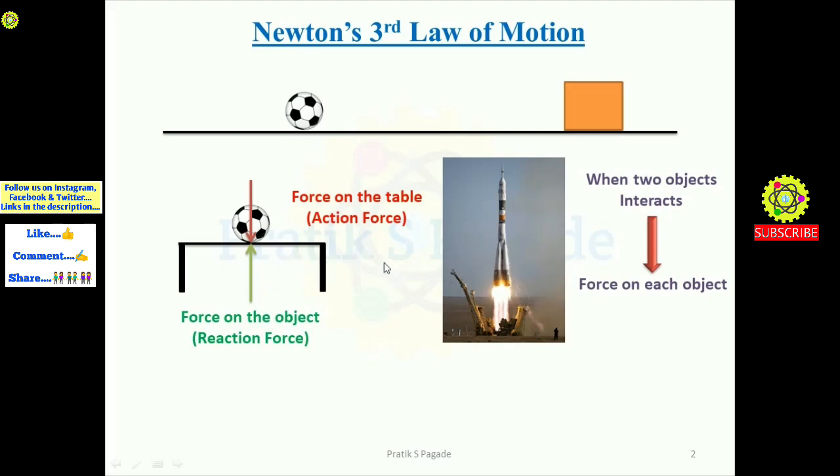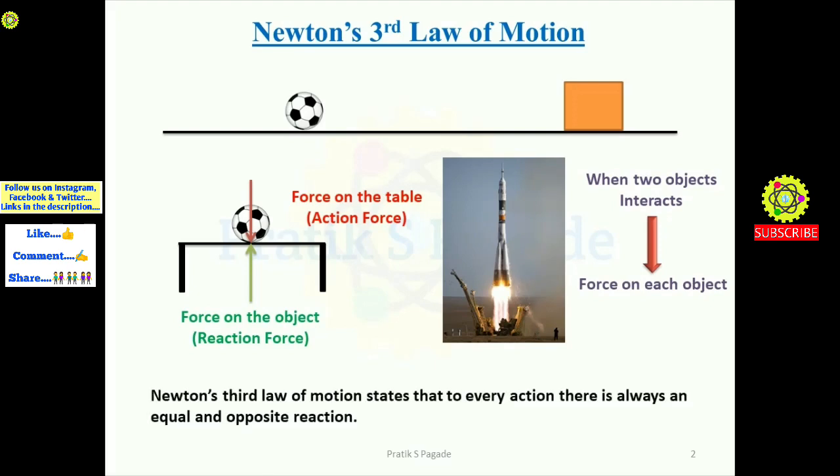So here see, we can conclude from all our examples that every object applies equal and opposite force on each other. Okay, so see here, Newton's third law of motion states that to every action there is always an equal and opposite reaction. As we have seen in every example here, Newton's third law of motion states that to every action there is always an equal and opposite reaction.